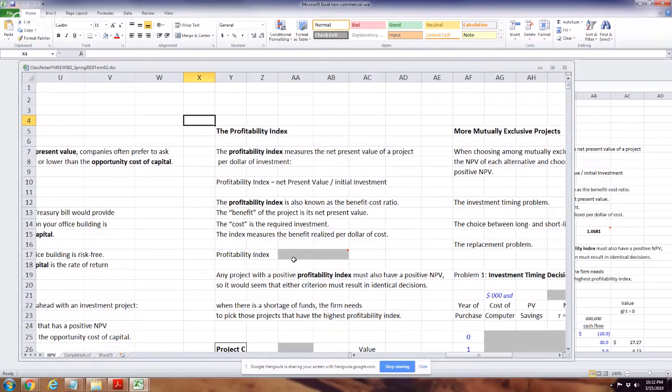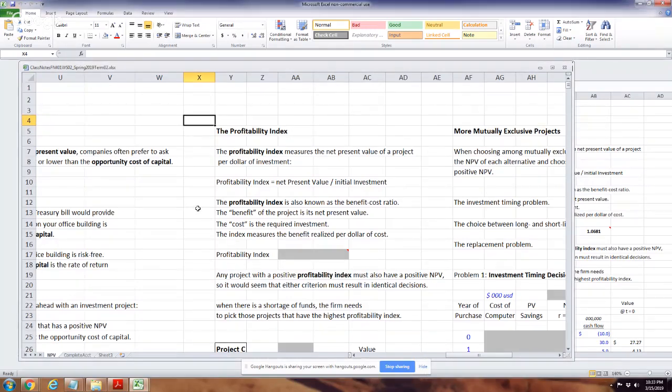The profitability index measures the net present value of a project per dollar of investment. And I've also computed the present value per initial investment. In the live class, we have a lot of accounting majors, and we're always discussing: is this accounting profit, economic profit? All that stuff is measured differently.